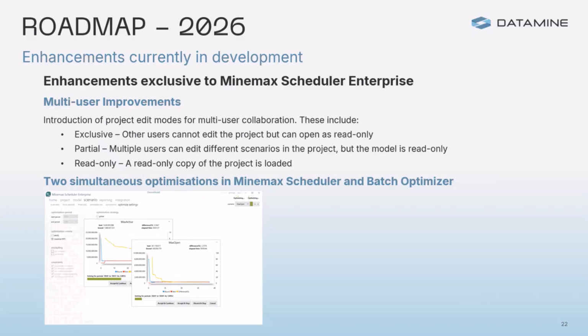We're also, for Scheduler Enterprise, going to be enabling 2 simultaneous optimizations, because people's computers have got a bit more powerful, and we found that that seems to work reasonably well without slowing people's computers down too much. So you'll be able to run 2 at once. You can start up a scenario, start working on another one, optimize that one, start working on a third. And so hopefully you'll be able to turn around your day-to-day jobs a little bit easier using that.